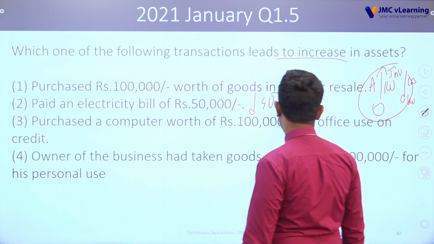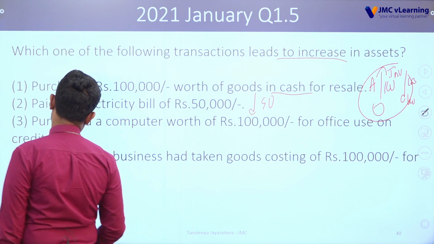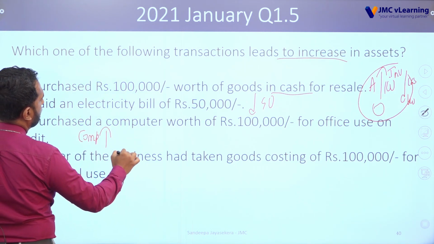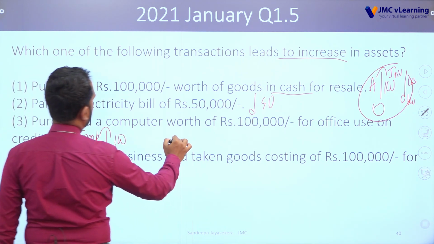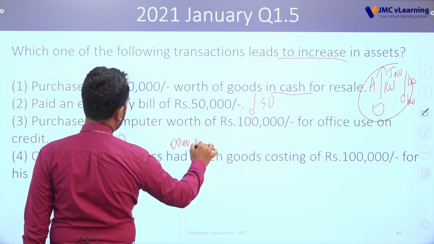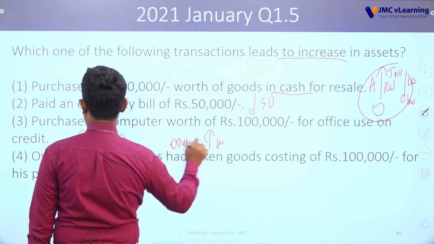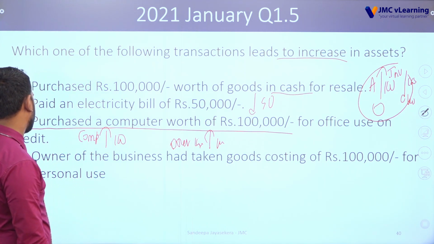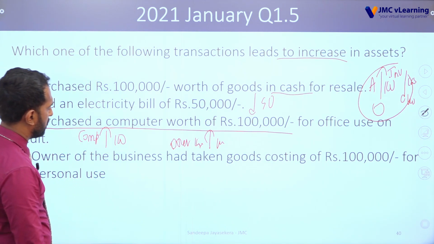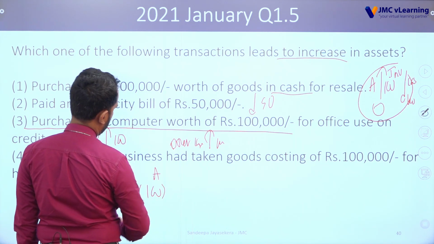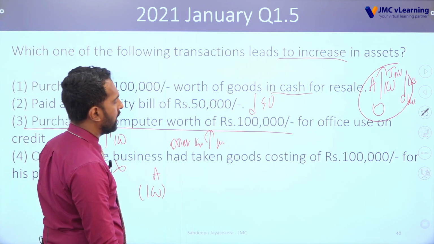Purchase a computer worth 100,000 for office use on credit. So when you are purchasing a computer, the computer will increase by 100,000, and the other creditor liabilities will increase by 100,000. So the asset increases, this one is the correct answer. Owner of the business has taken goods. When owner is taking the goods, assets will come down. So may not be the correct answer.